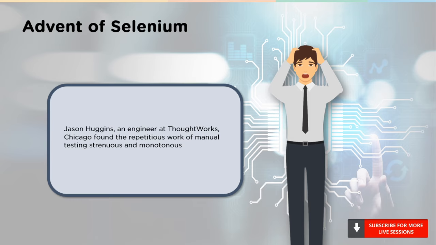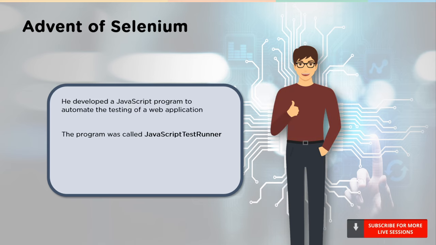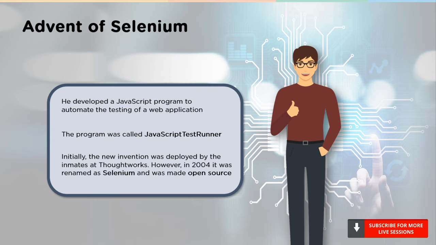Jason Huggins, an engineer at ThoughtWorks, bugged with his strenuous job, decided to try and automate this process. He developed a JavaScript program called the JavaScript Test Runner. Although initially it was only deployed by the employees at ThoughtWorks, it was later renamed as Selenium and was made open source. Since its inception, Selenium has been a powerful automation testing tool to test various web applications.